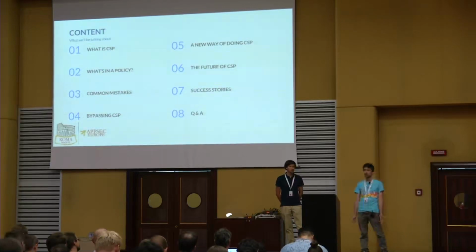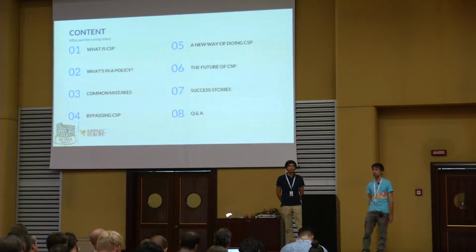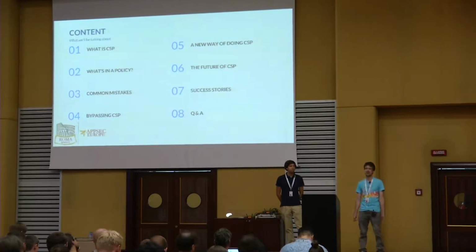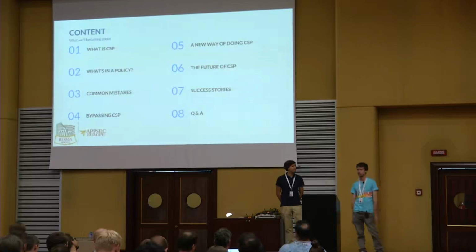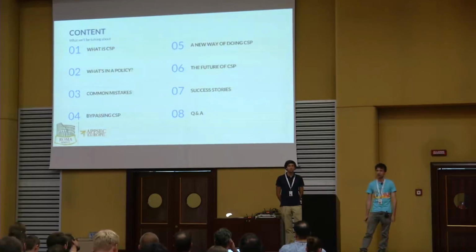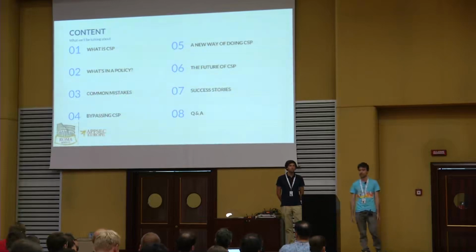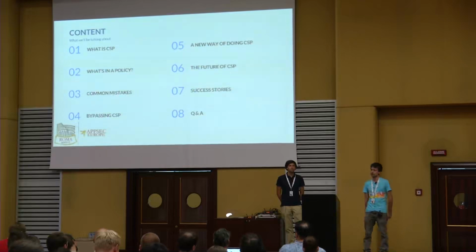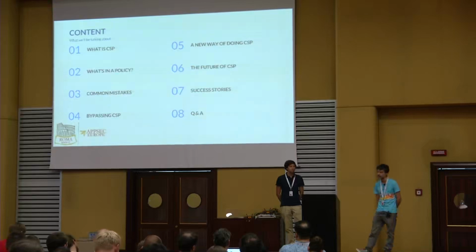So we'll talk about common mistakes in deploying content security policy. And then we'll talk about bypassing it, maybe not just because of a mistake of somebody, but because maybe something is inherently flawed in the current model. And then we'll try to fix it. We'll present a new way of doing CSP, which in our view is a huge improvement with respect to the current state. And we'll discuss the future of CSP, its limitations, and some success stories.